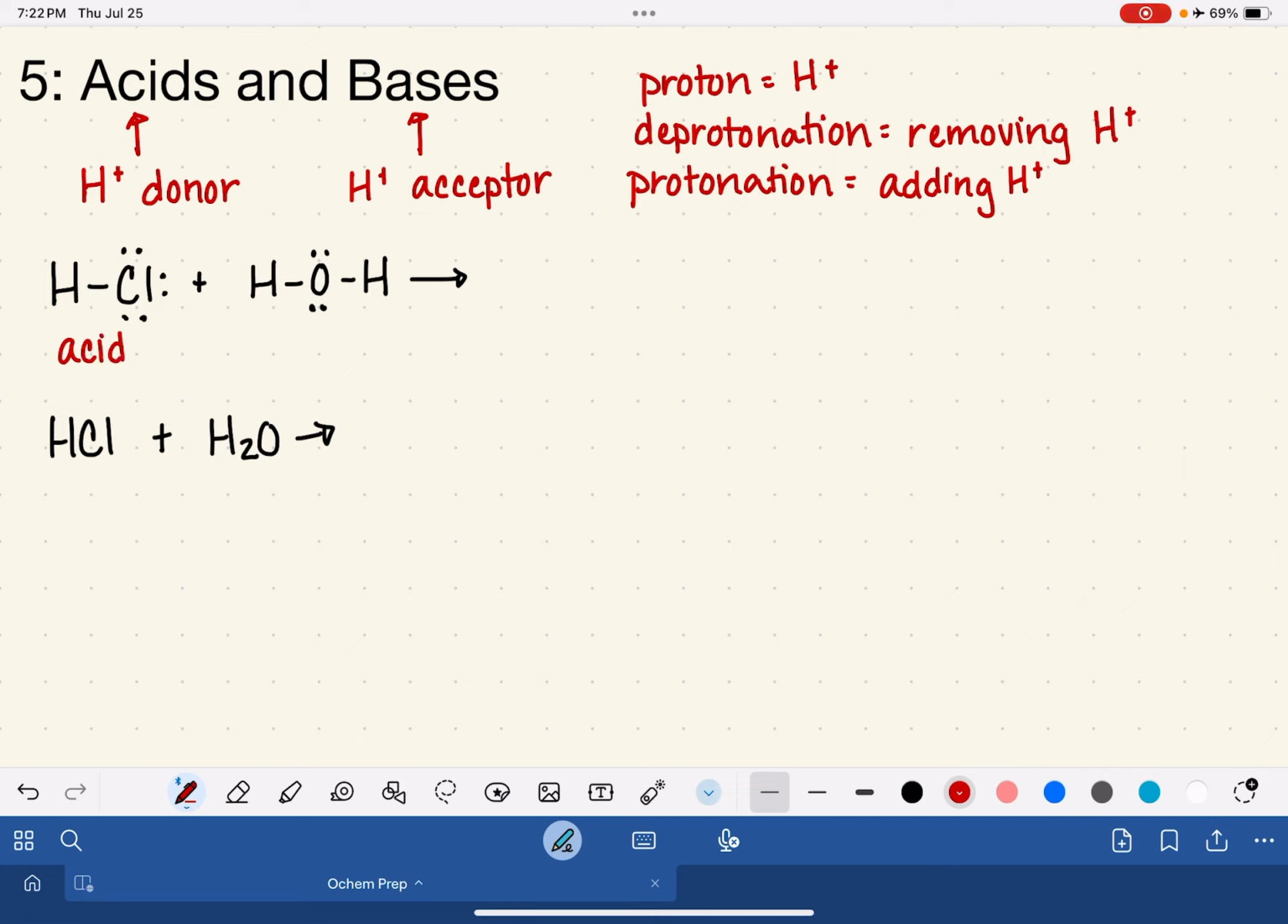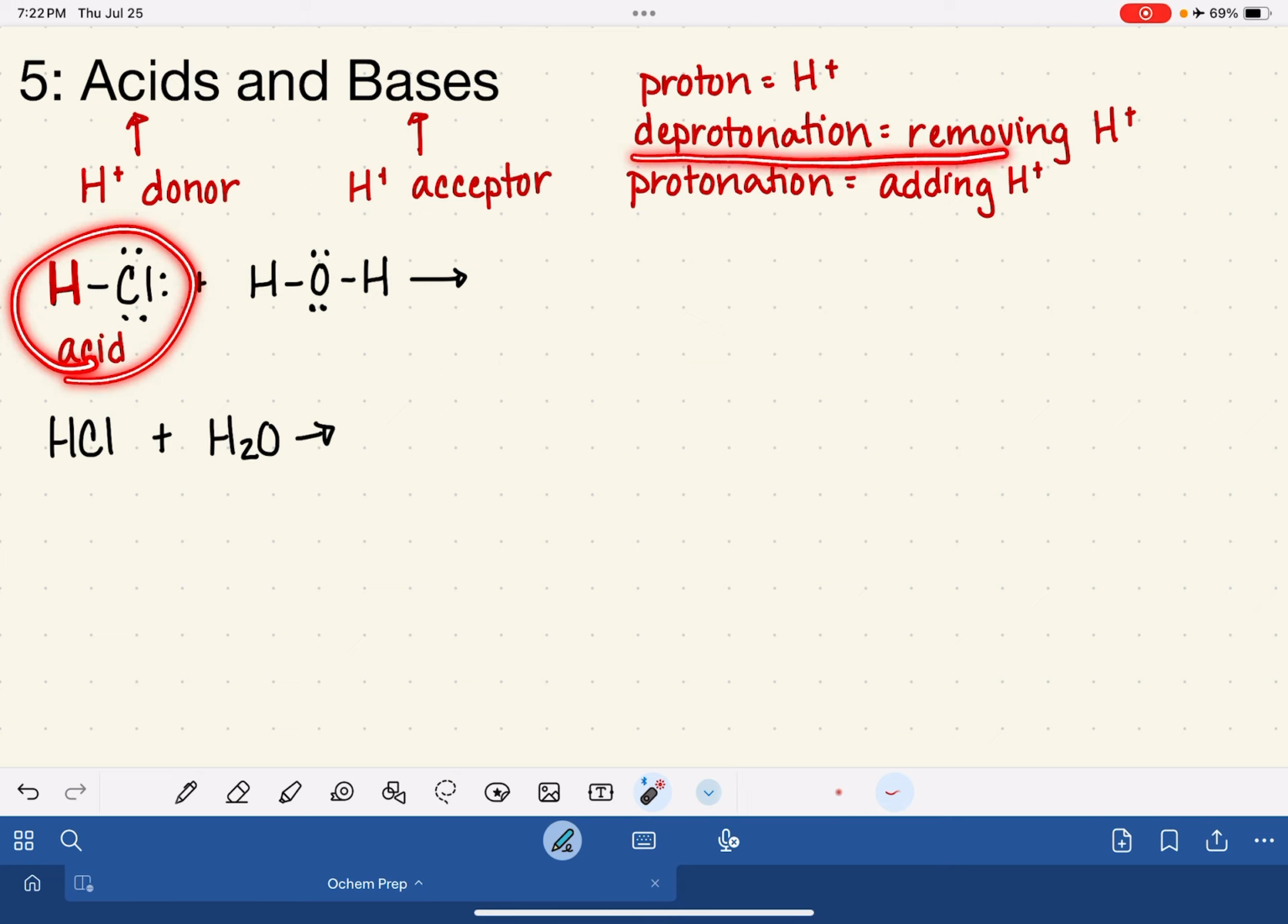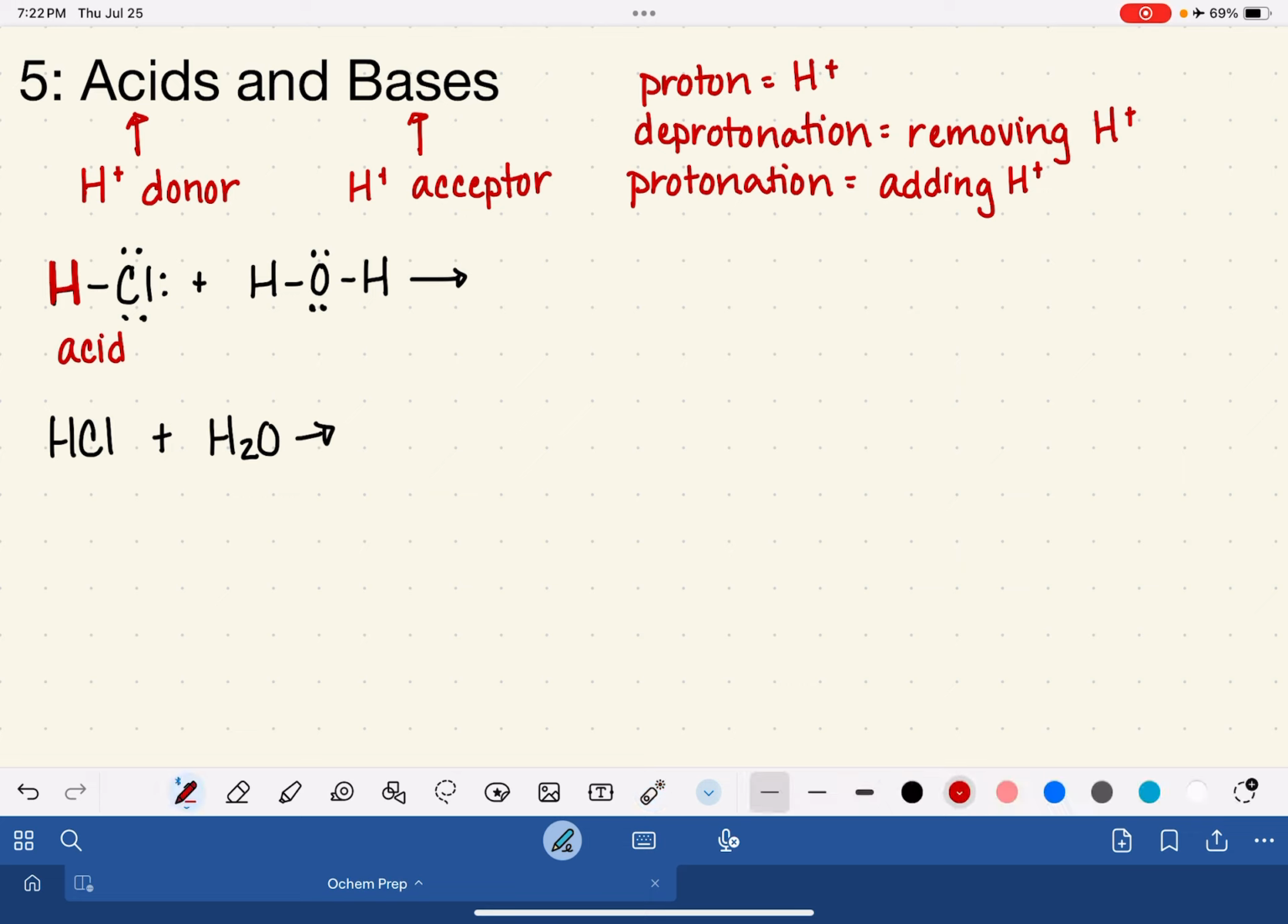HCl is one of the 7 strong acids: hydrochloric acid, HCl, HBr, HI, HNO3, etc. This is definitely an acid, which means that the hydrogen of HCl is going to be donated over to the water molecule. So we could say that the HCl is going to be deprotonated because its hydrogen ion, or its proton, is going to be removed.